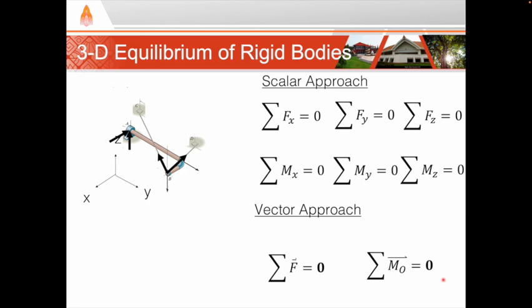So let's look at some examples of how to solve problems in 3 dimensions using both the scalar and the vector approaches. So in this problem, we have 3 dimensions. So the free body diagram is already given to us. We see that there's a ball and socket joint at the point A, and there's a smooth journal bearing at the point B. So what we're trying to find is the force AX, AY, AZ, BX, BZ, and FC. These are all unknowns.